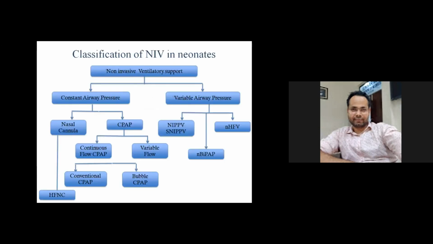And hence came the concept of non-invasive ventilatory support, which can be divided into constant airway pressure support or variable airway pressure support. Amongst the constant airway support, there can be the use of nasal cannula, which can be high flow nasal cannula or low flow nasal cannula. With constant airway pressure, there are CPAP devices which can provide continuous flow CPAP or variable flow CPAP. Amongst the continuous flow CPAP, it could be a conventional CPAP or a bubble CPAP. Amongst variable airway pressure devices, it could be NIPPV, synchronized NIPPV, nasal HFO, or nasal BiPAP.